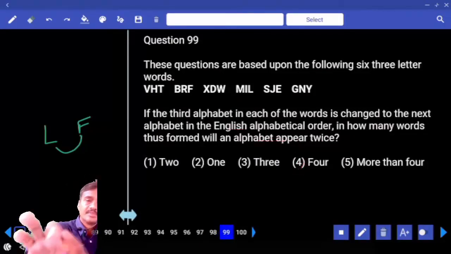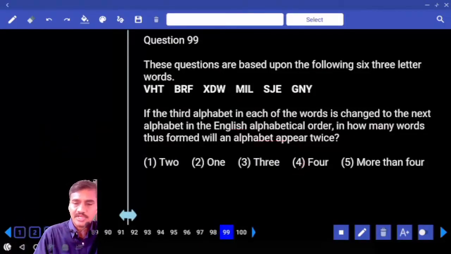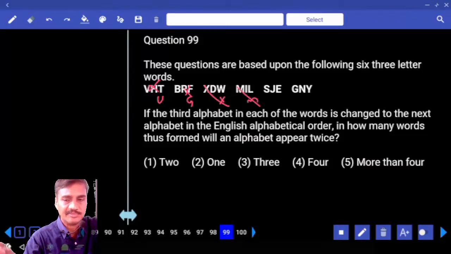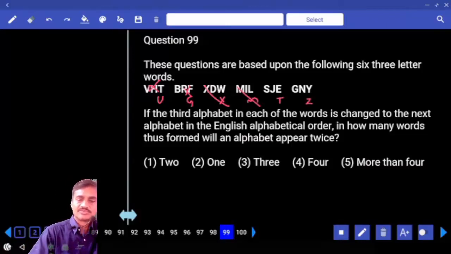Then 99. In this one, the third alphabet in each word is changed to the next alphabet. How many words are found with an alphabet appearing twice? This will be U, no alphabet repeated twice. G, no letter. And W, X. Now X is repeated twice. L, M. M repeated twice. S, T, Y, Z. Hence there are 2 of such category.